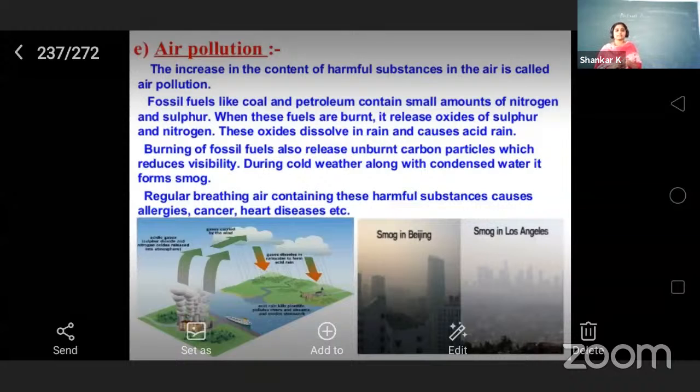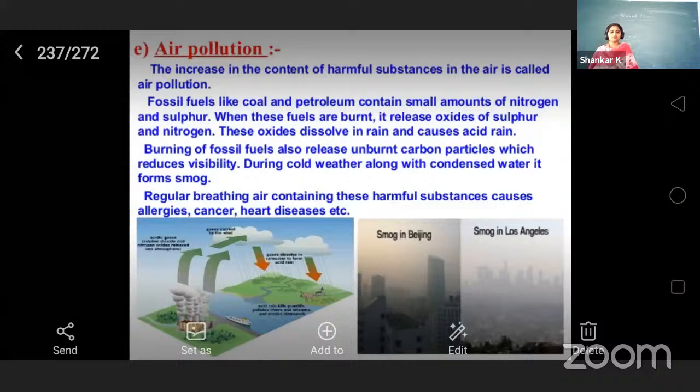So acid rain. We have not seen acid rain for many years. When it happens, I'll tell you which year acid rain happened before. Burning of fossil fuels also releases carbon particles which reduce visibility.